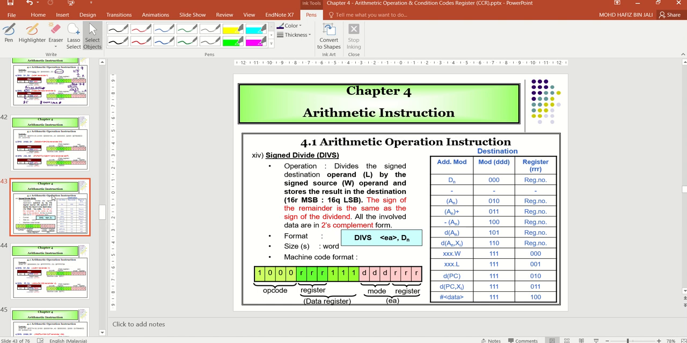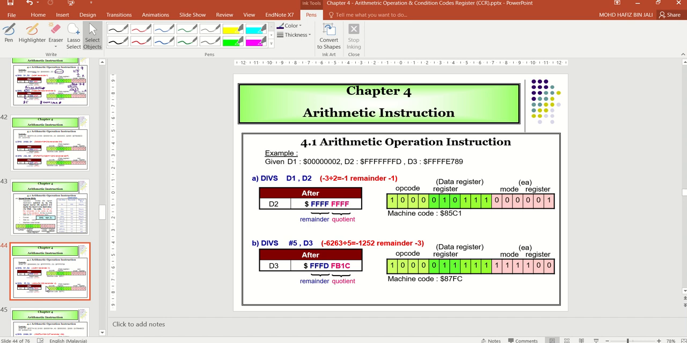So next is signed division, DIVS. Divide signed is similar to DIVU. The operand will have to be in long word divided by the signed source word, and the result is stored in the destination: 16-bit remainder in the MSB and 16-bit quotient in the LSB. The sign of the remainder is the same as the sign of the dividend. All the involved data are in two's complement form. Two's complement means that you have to represent the negative value with F at the upper word size.